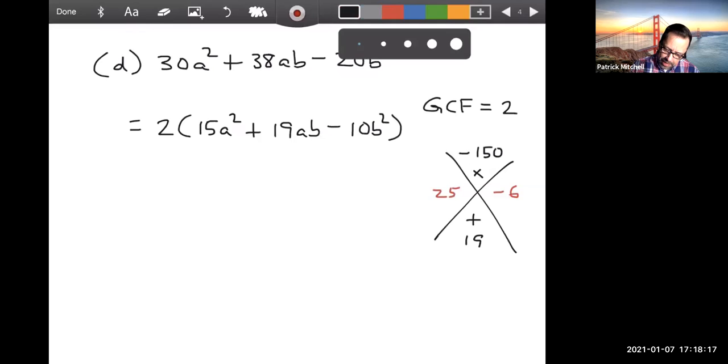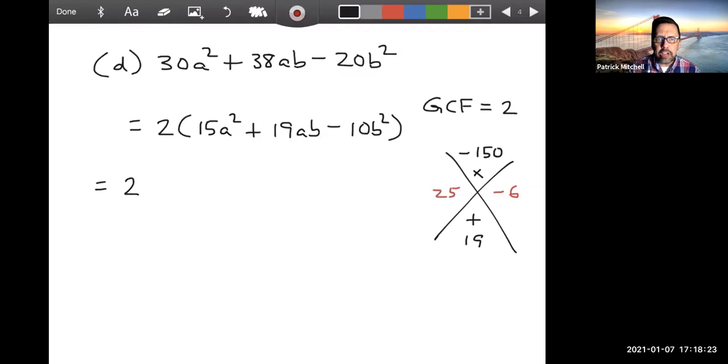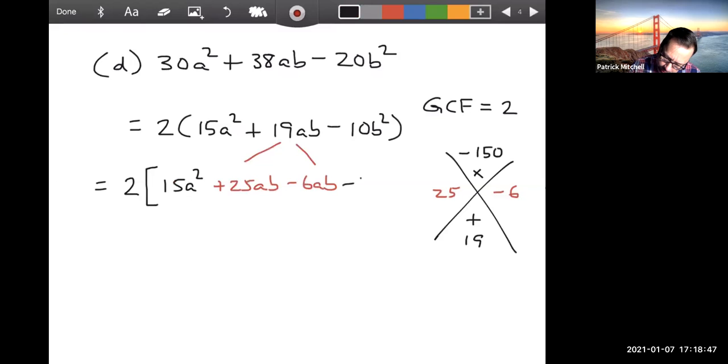Now this GCF is just going to come along for the ride. Leave it outside. I think I will change these parentheses to square brackets just to make things easier to read. Then the 19ab is being broken into 25ab minus 6ab. And I'm keeping the 15a squared and the minus 10b squared. Now I look at these two terms. What can I pull out of those two terms? I can pull out 5a, right?